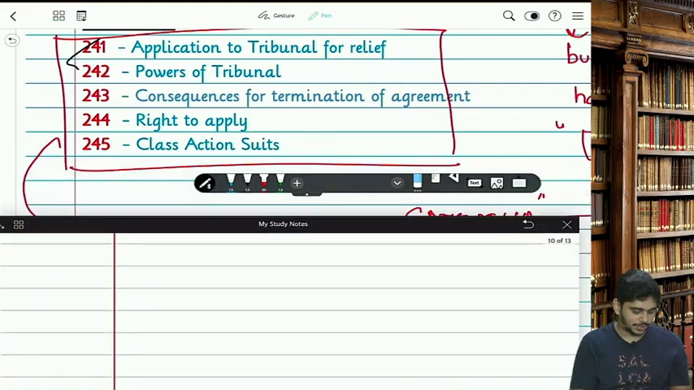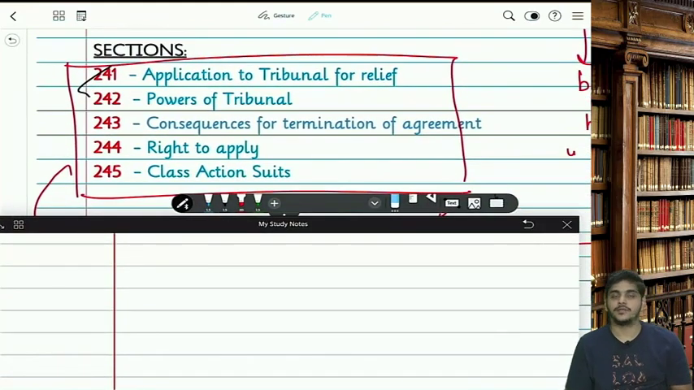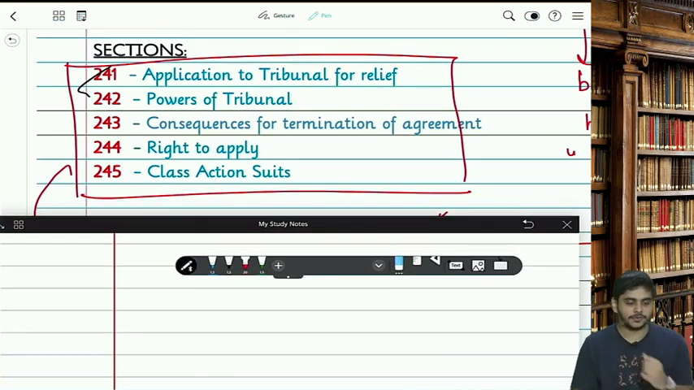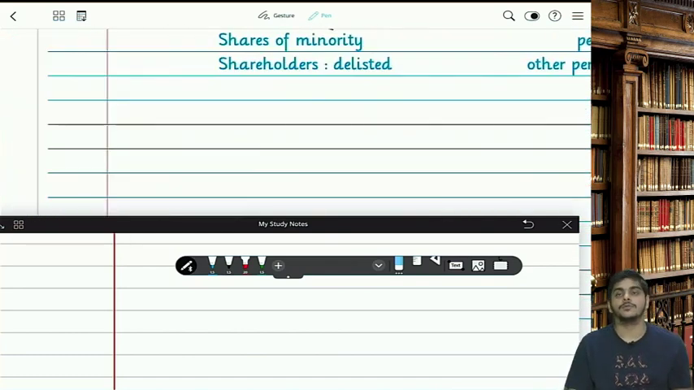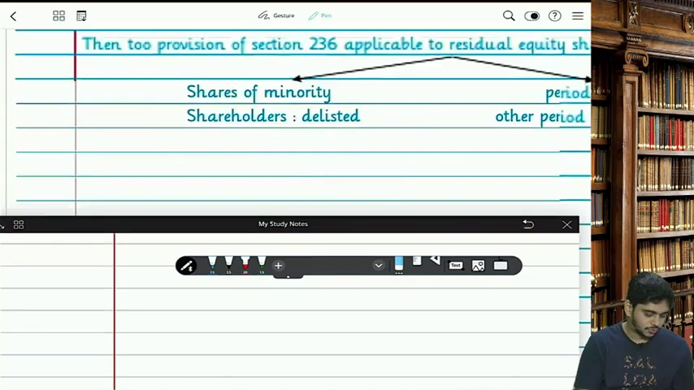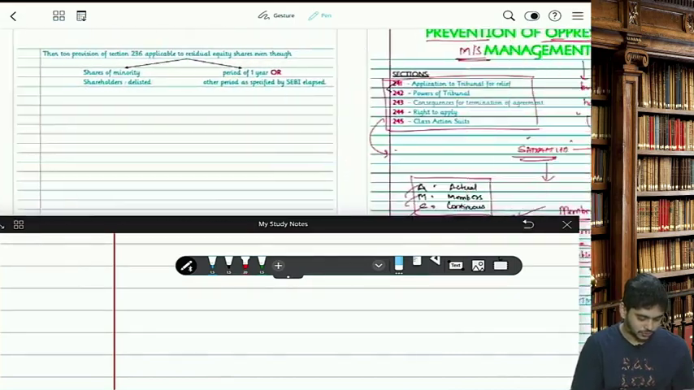So we were doing oppression and mismanagement, wherein we had covered 4 sections and were left with only one section, that is class action suits. Before we proceed further, let's recall all the sections. 241 says application to tribunal for relief. 242 is powers of tribunal. 243 is consequences for termination of agreement. 244 is right to apply. 245 is class action suits. So we are now doing class action suits.